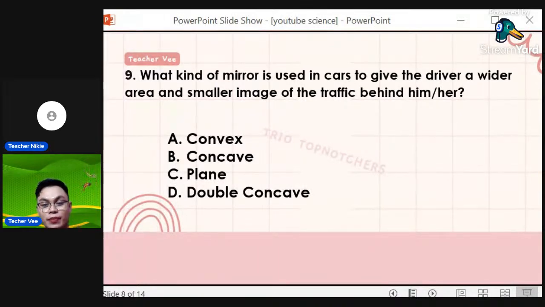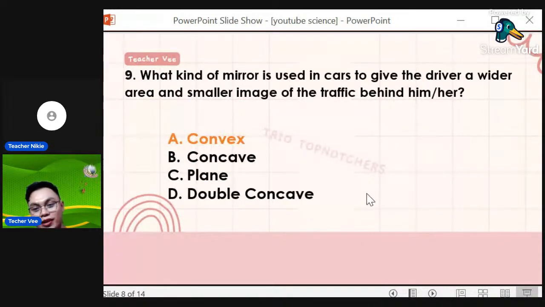Okay, 9/9 pa rin ba yung mga scores natin dyan? Okay. So far yung answer niyo naman ay tumpak ganern.